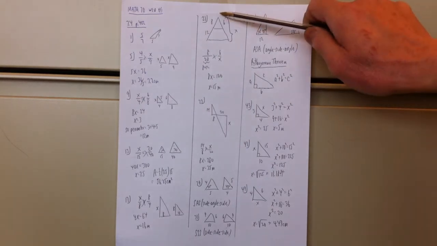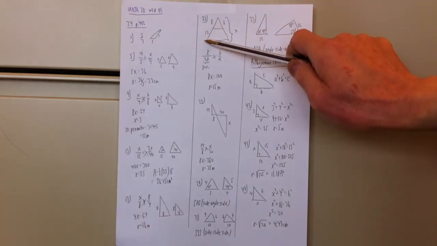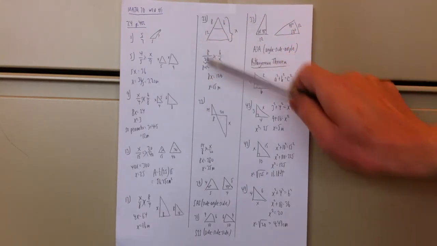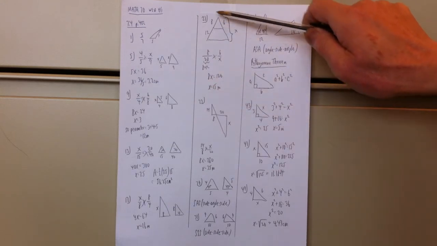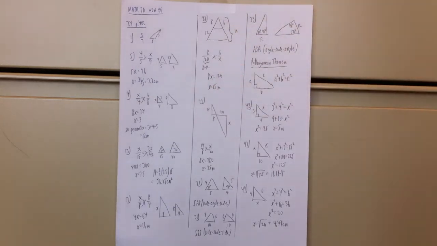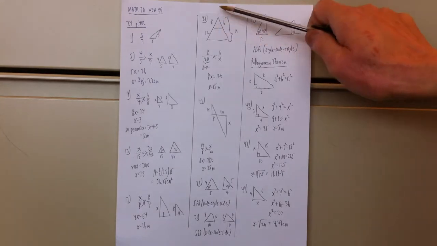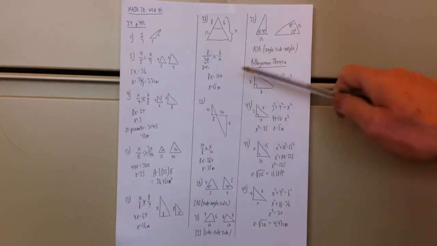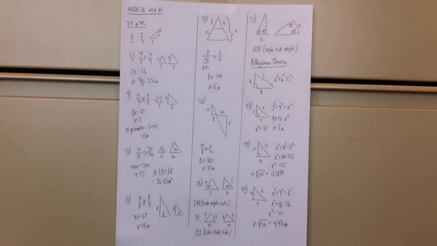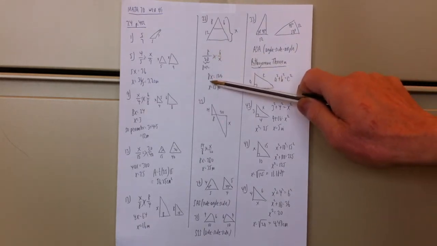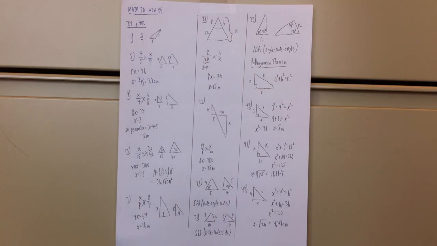So the ratio of 8 to this entire side, which is 20, 8 plus 12, is equal to the ratio of 6 to this entire side, which is x. So again, 8 over this whole thing, which is 20, is equal to 6 over x. Once I have that, then I can cross multiply. 8 times x, 8x. 20 times 6 is 120. Divide both sides by 8, and x is equal to 15 meters.